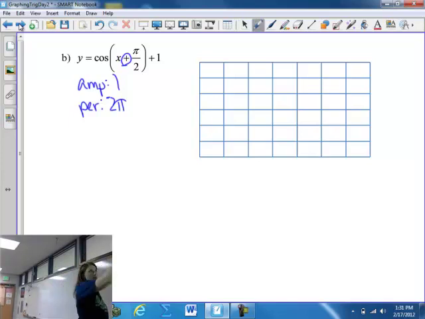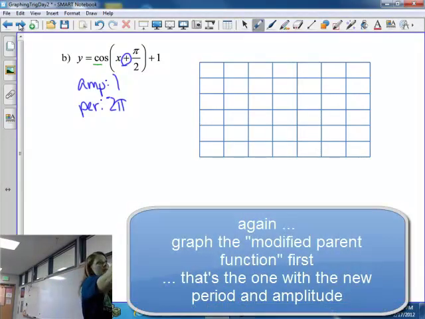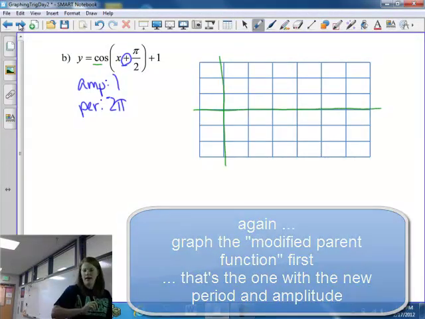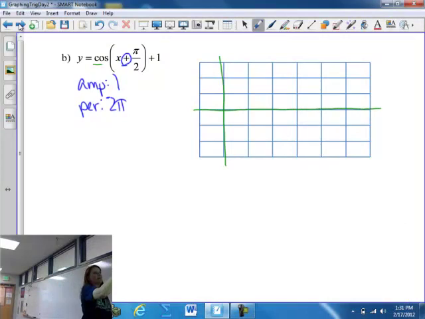So I'm going to start off just drawing a basic cosine curve. Okay? So you're going to use the amplitude and the period and draw a modified parent function every time? Every time. You always start by graphing these two first and do it dashed. Okay? So I'm going to count by ones this way. And that's just what we did last time. It's exactly what we did last time. 1, 2, 3, 4. There's my 2 pi. Cut it in half. Pi.